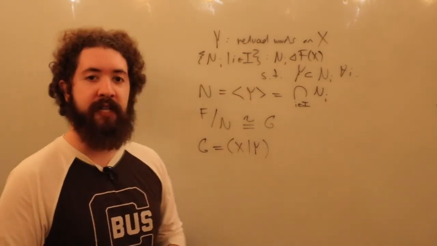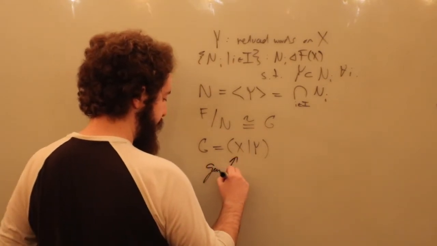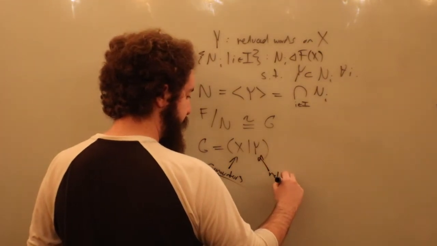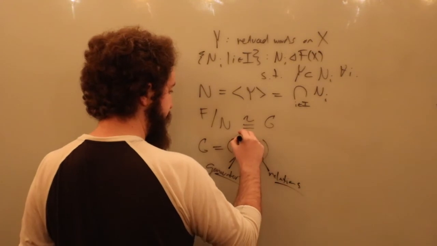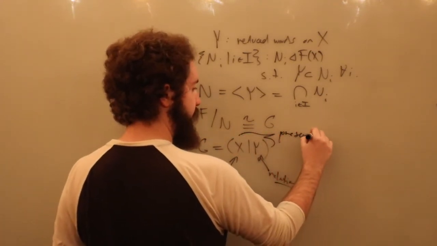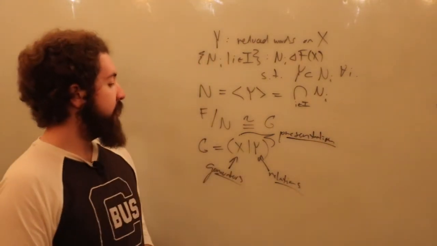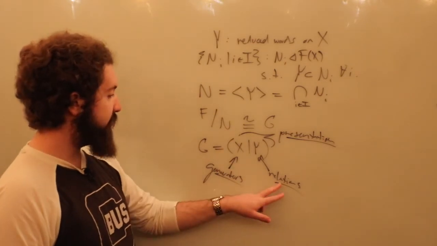Now, why are they called relations? Let me write this down. Generators and relations, and together it is a presentation of the group G. So clearly the elements of X are generators, but why are these called relations?